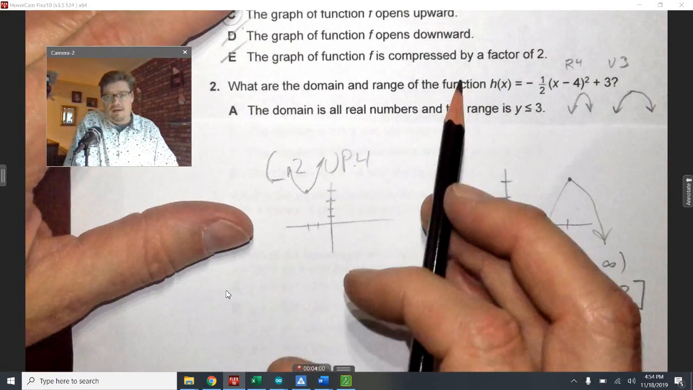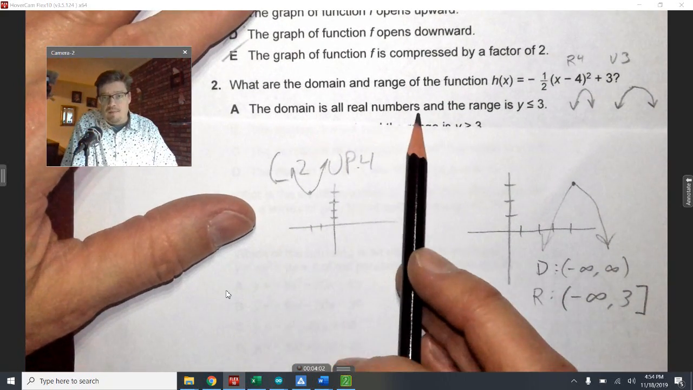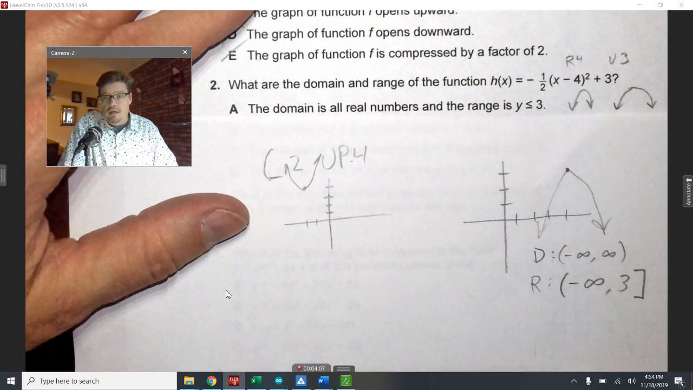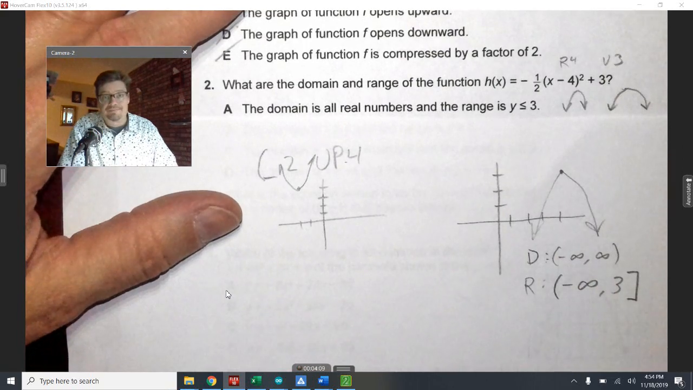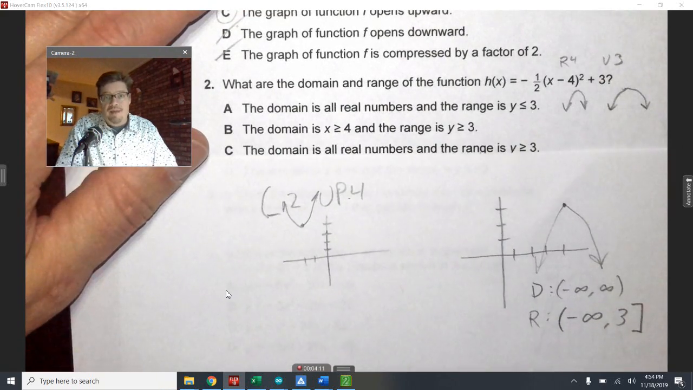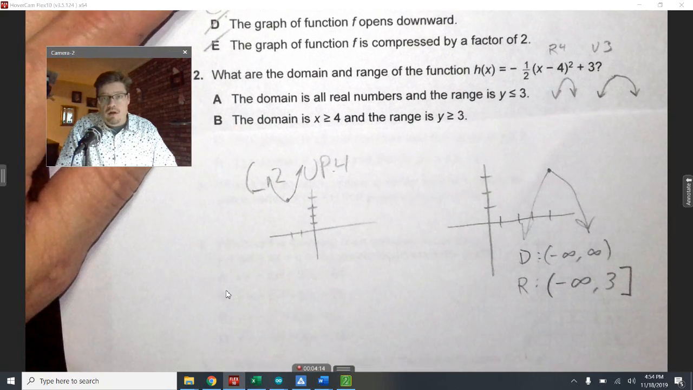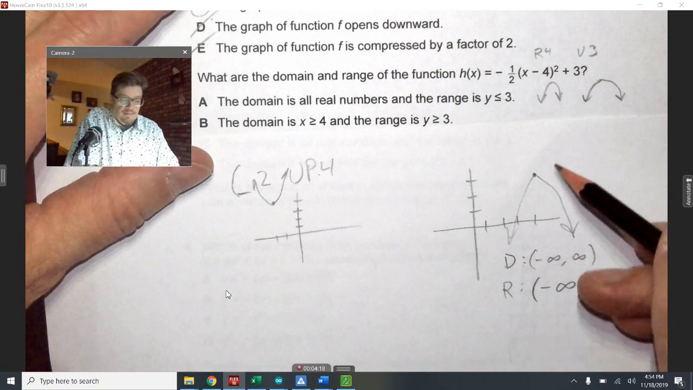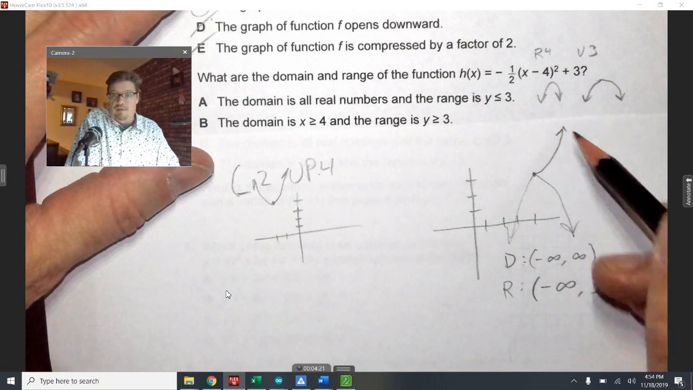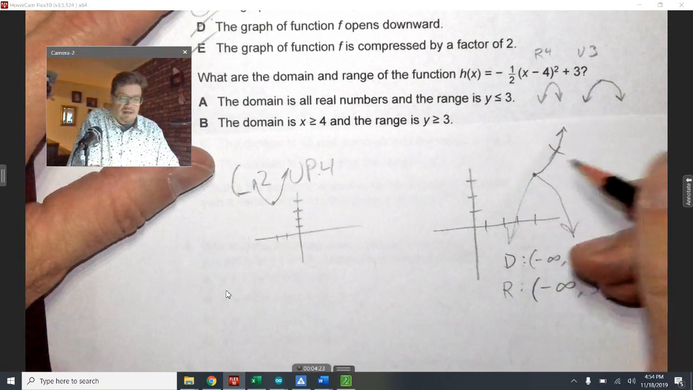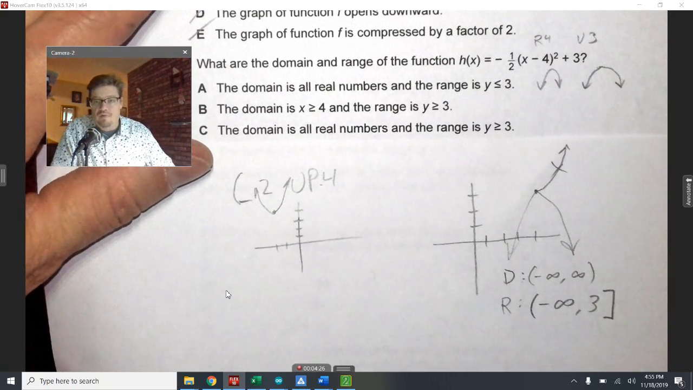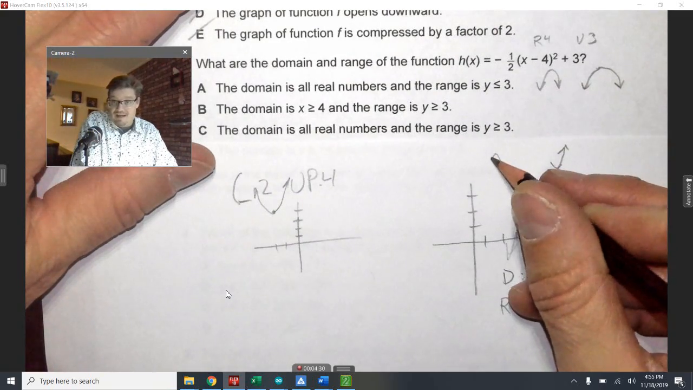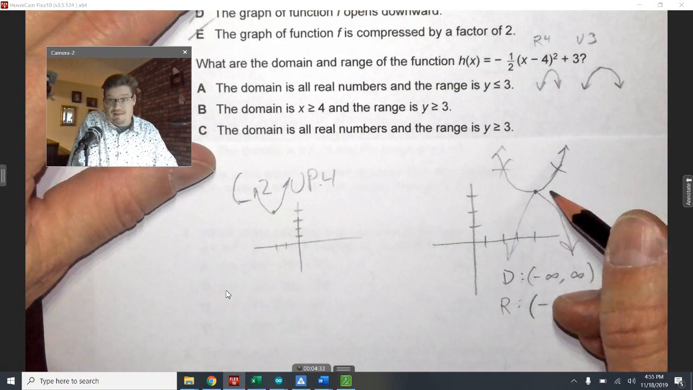So now let's see what choices we have here. The domain is all real numbers, and the range is y less than or equal to positive 3. Yeah, that's it. That's the one already. The domain is x greater than 4, and the range is greater than. Well, that's different, that's what that would look like. So that's not it. That's B. C would say the domain is all real numbers, and the range is greater than positive 3. That would mean that I also have this side, and that's not what I have. I've got this as my real graph.